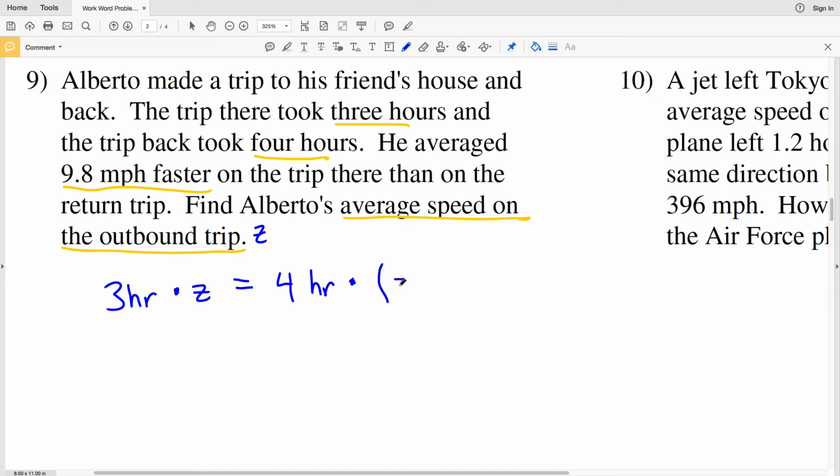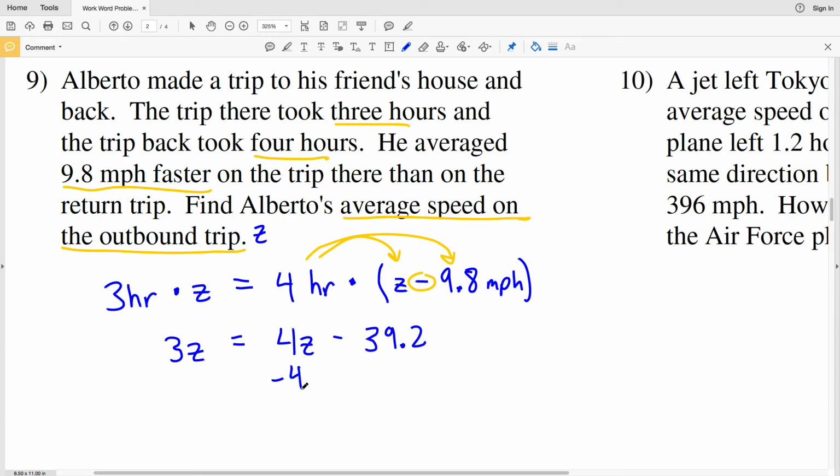So on the trip back, where it took 4 hours, he's 9.8 miles per hour slower. So this is going to be our variable z, so the trip there's time minus 9.8 miles per hour, since he's going a lot slower. So we'll have 3 hours times z, so 3z is going to be equal to 4 times z minus 4 times 9.8. 4 times z is 4z, and we're subtracting 4 times 9.8, which is 39.2.